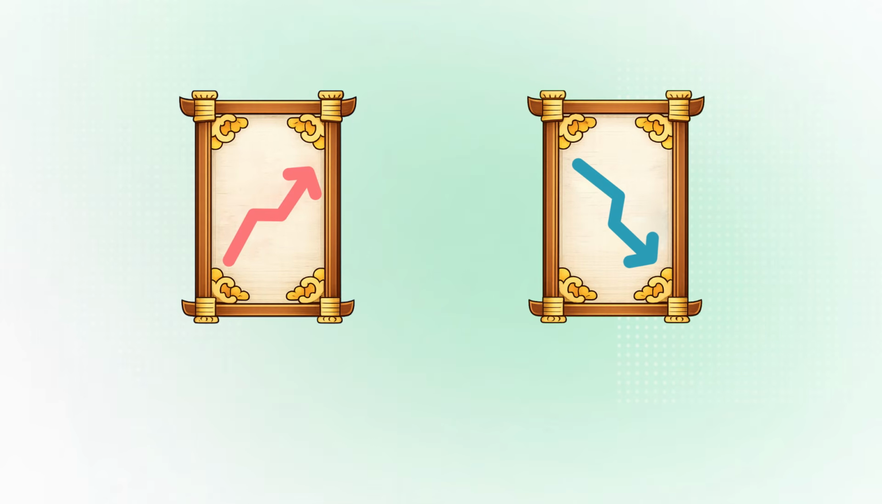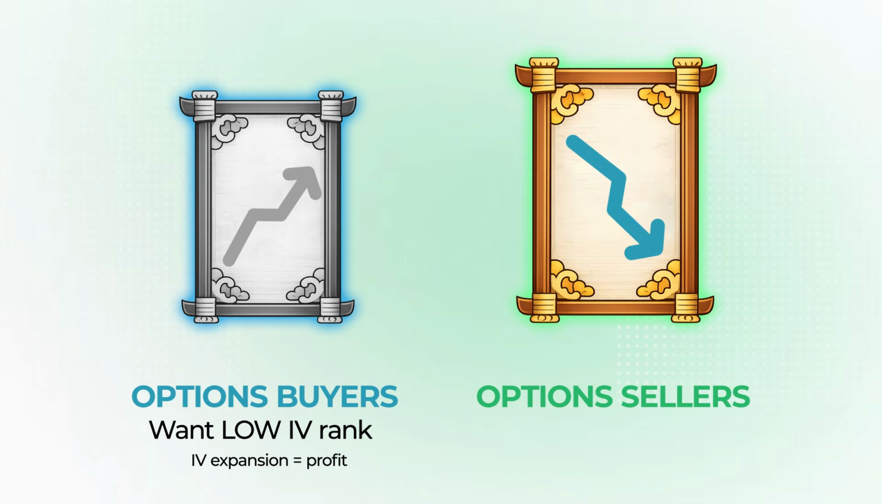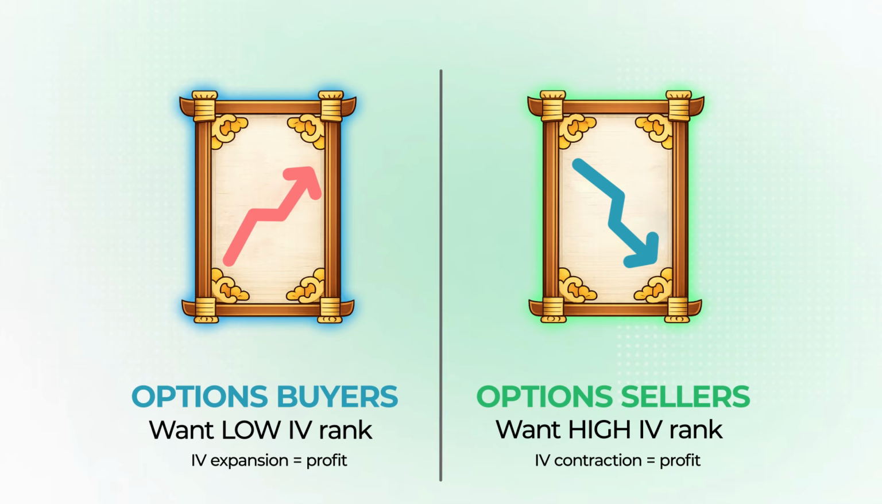Why does this matter? Because buyers and sellers want completely opposite things from IV. Options buyers are favored by rising IV. They want to buy when IV is cheap, low rank, so that implied volatility expands in their favor. Option sellers want the opposite. They look for high IV, rich premium, so they can sell expensive options and collect the credit as implied volatility falls. Same indicator, 2 completely different strategies.